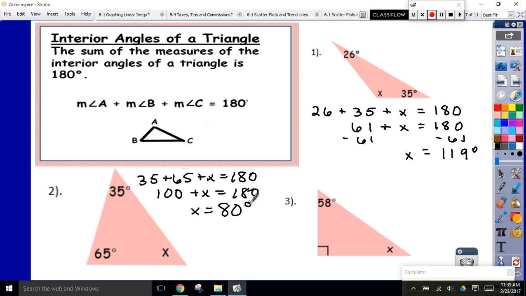Nathan, what would be the equation for the next one? 58 plus 90 plus x equals 180. Okay, when we combine like terms, what do we get? 148. Good. So 148 plus x equals 180, so what is x? 32. Good. 32 degrees. Okay, any questions about the basic examples? Okay, go on to the next page.